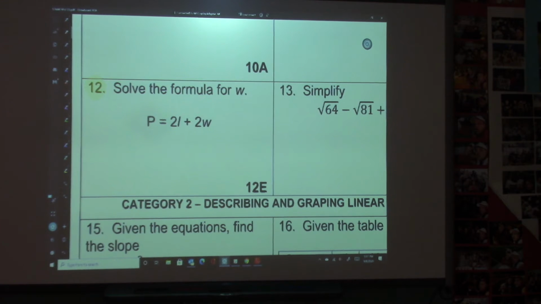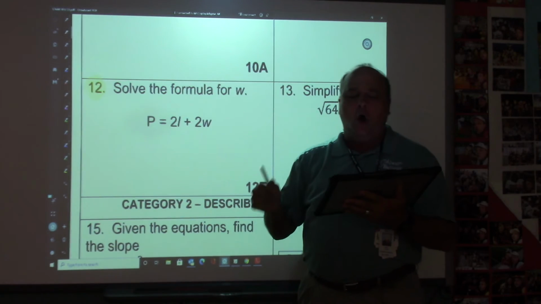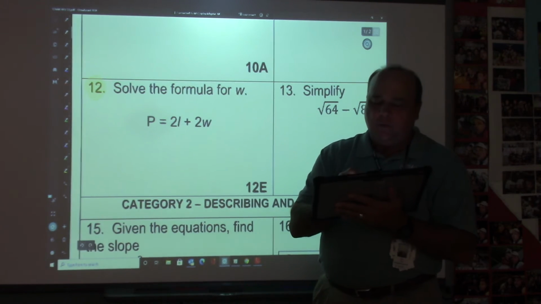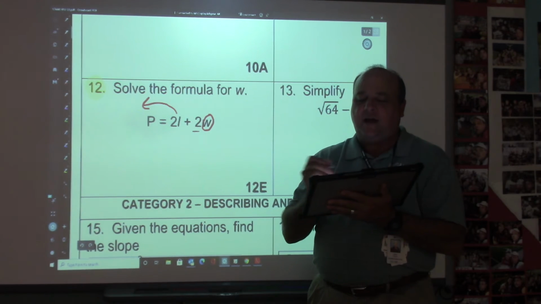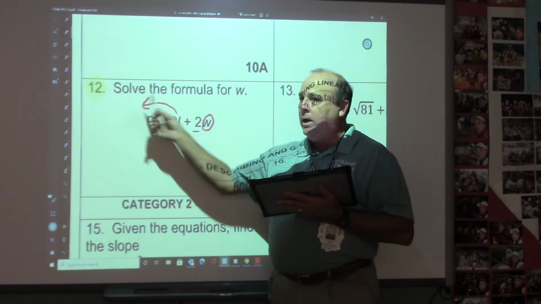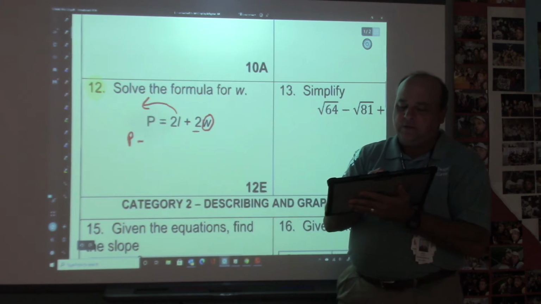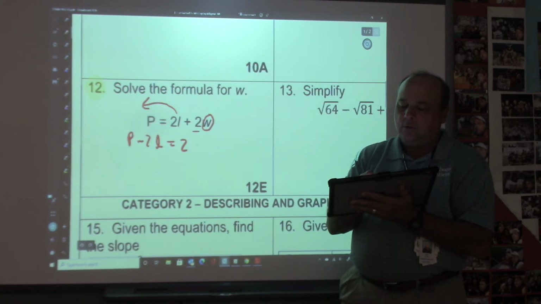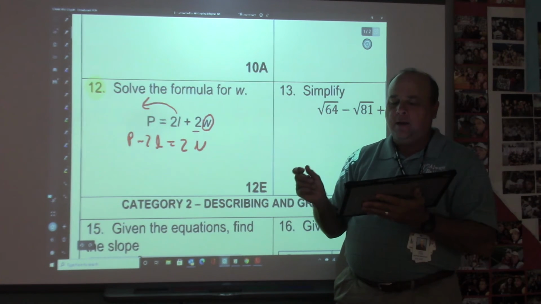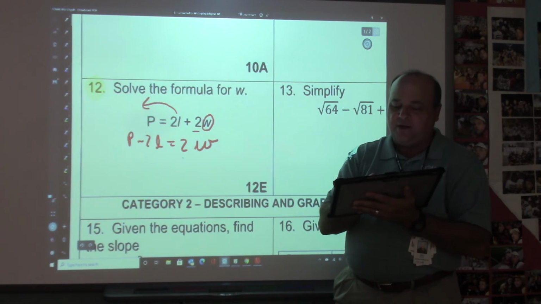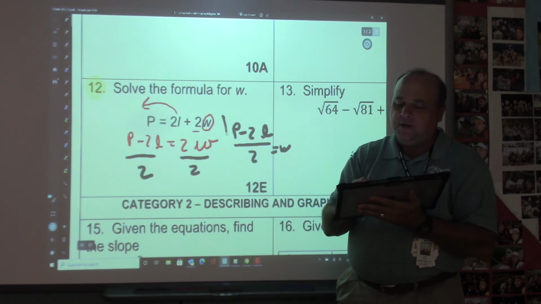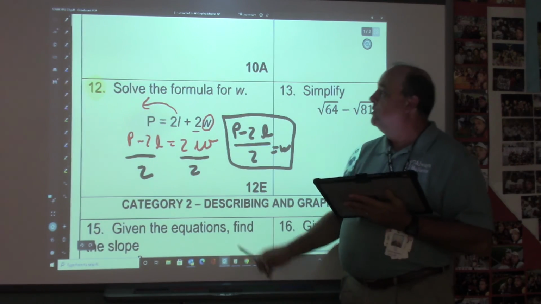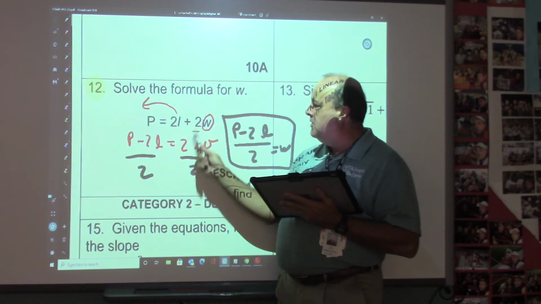Number 12. Okay, we're going to solve for W. So let's circle the W. To solve for W, I'm going to move this 2L across and divide by that 2. So when I move the 2L across, I'm going to get P minus 2L equals 2W. Now then, the last step is to divide by that 2. So I'm going to get P minus 2L all over 2 equals W. This is about what you'll see on the STAAR. So you're going to move this term across and then divide by the coefficient.